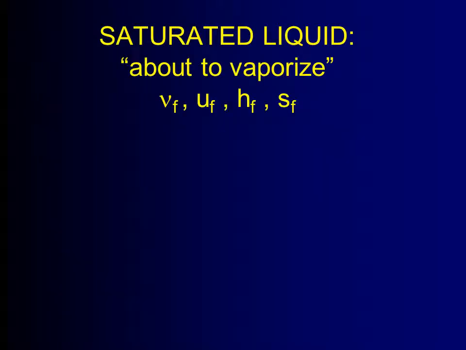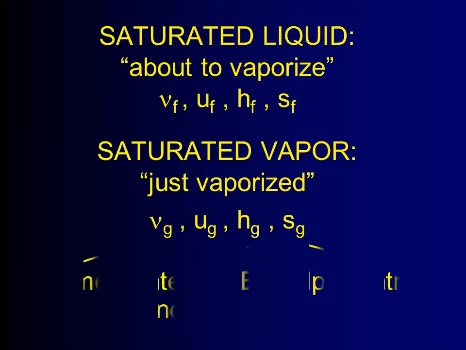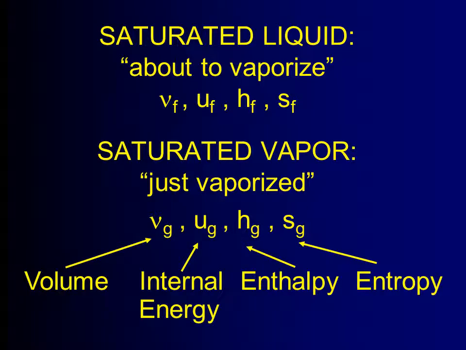Now, saturated liquid is the one that's just about to vaporize, and the values you'll see in your tables will be VF, UF, HF, and SF for volume, internal energy, enthalpy, and entropy. Saturated vapor, just vaporized, will have VG, UG, HG, and SG. Volume, internal energy, enthalpy, and entropy. And those are properties that we're going to use when we do calculations on processes later on.